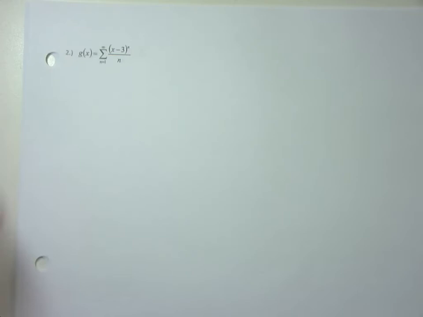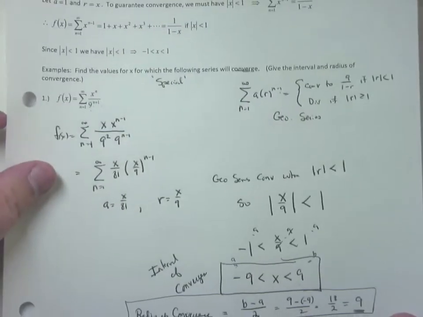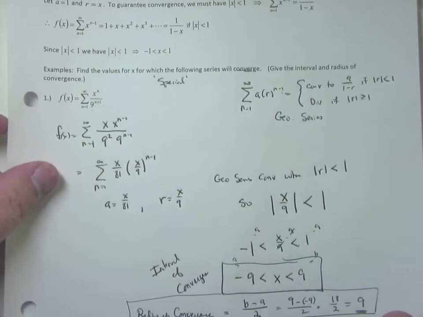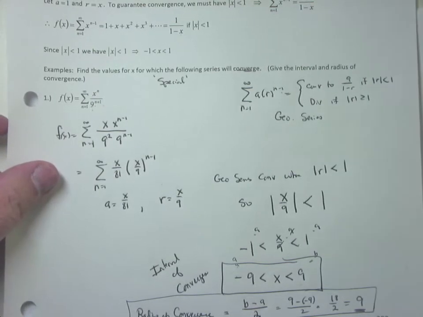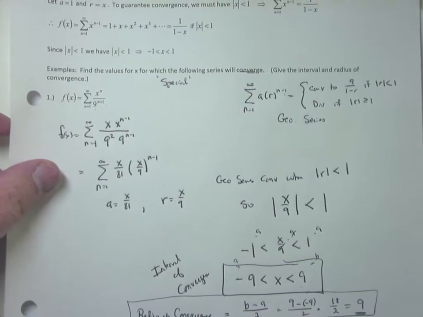Now, this one was real special. What made it real special? It was a geometric series. Nothing but x raised to a power of n with a constant, maybe raised to a power of n. Geometric series. Most of them aren't going to be geometric series. Most of them are going to be like this.